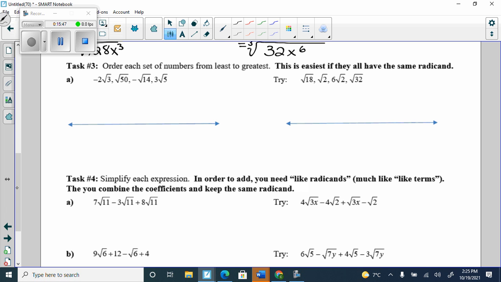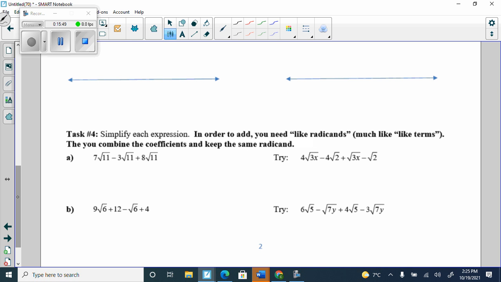Okay? So here it says we have 7 root 11 minus 3 root 11 plus 8 root 11. I can put these all together because they have root 11s, correct? So it's like I have 7 apples minus 3 apples plus 8 apples. What's that? That's 7 minus 3. Plus 8 is? So I get 12 apples. Apples just happen to be root 11s.